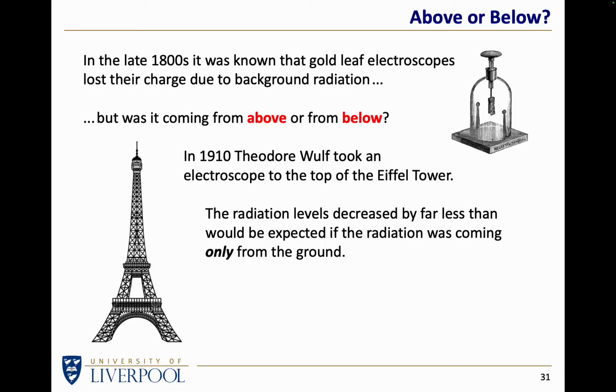There was a change, but the radiation levels decreased by far less than you would expect if the radiation was coming only from the ground. And then the big question was, well, why is it so complicated? Is it because the tower itself is radioactive? Is it because the atmosphere is radioactive? Well, at this point, radon was already discovered, so people knew that the atmosphere was radioactive, but they didn't think that was the cause of these electroscopes discharging.